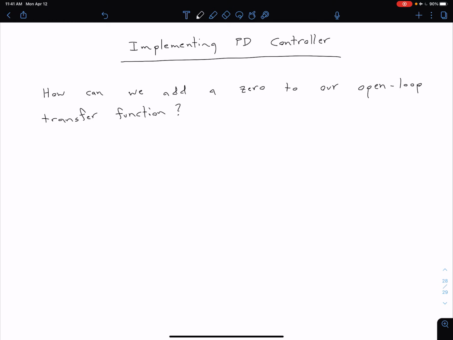In the previous two videos, we've seen that we have to introduce a 0 to our open loop transfer function to improve our transient response. And through the example, we saw how to specify exactly where that 0 needs to be. So now the question becomes, how do we actually implement this PD controller? How do we add that 0 to our open loop transfer function?